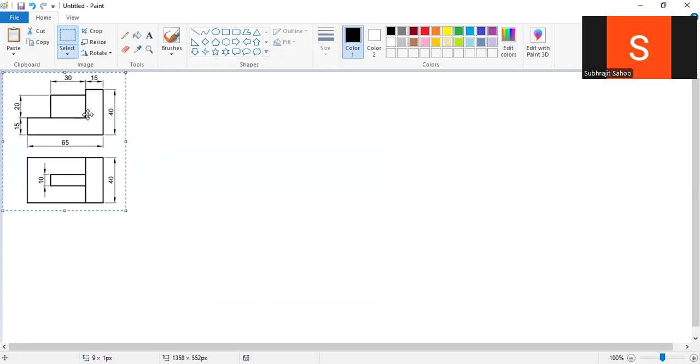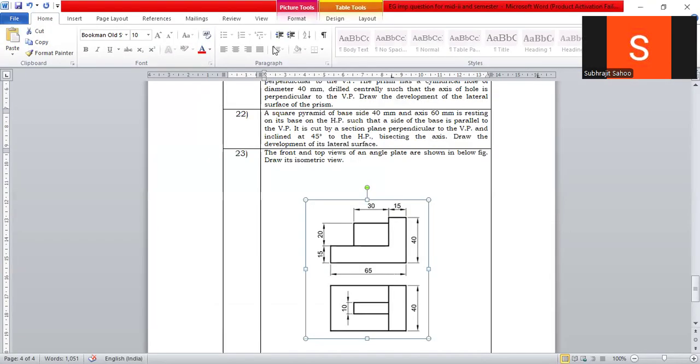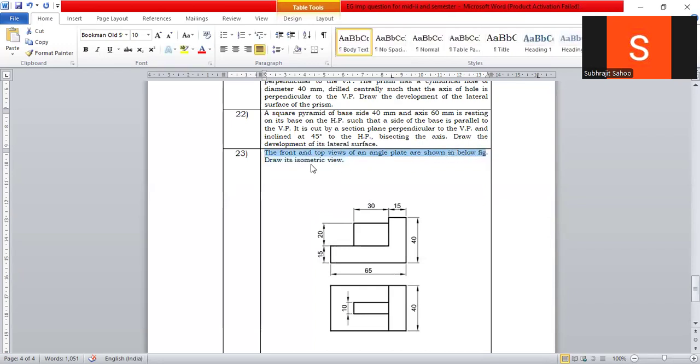Now observe this question. This is the diagram, right? Actually, in the question, what is asked? Draw the front and top view of an angle plate given below. Draw the isometric view.